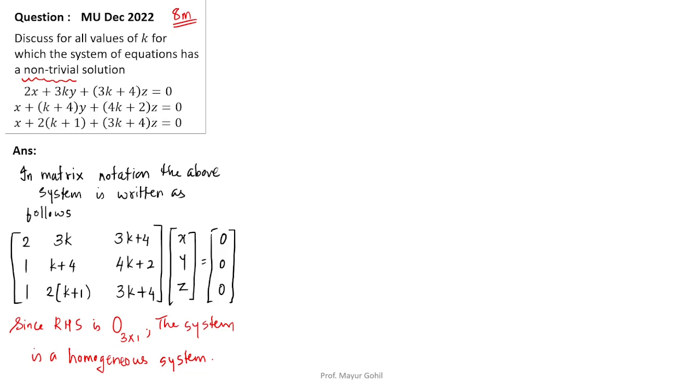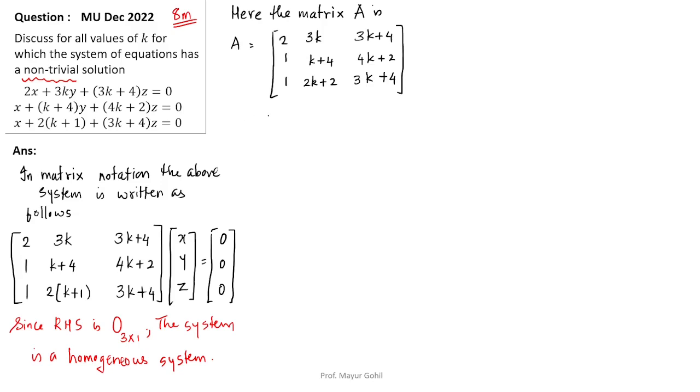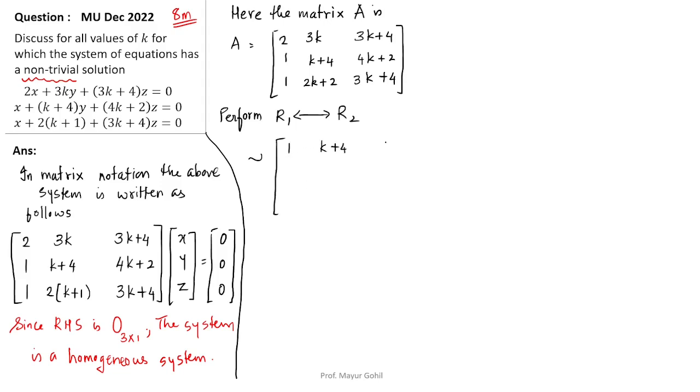Now we write down here the matrix A. This is the matrix given to us. Now what we do, we perform R1 interchange with R2. So we get here 1, k plus 4, 4k plus 2 in the first row, and then 2, 3k, 3k plus 4 in the second row. Just the rows are interchanged, and here it is 3k plus 4.